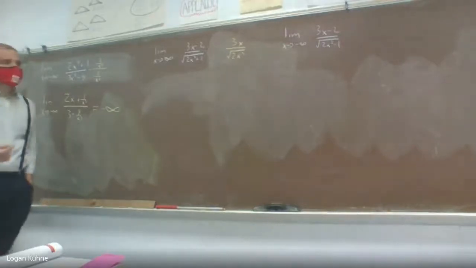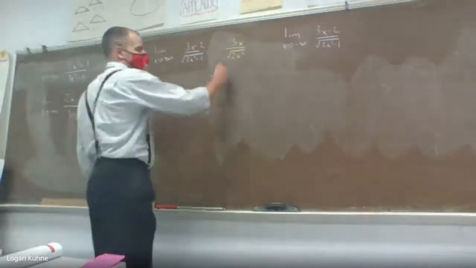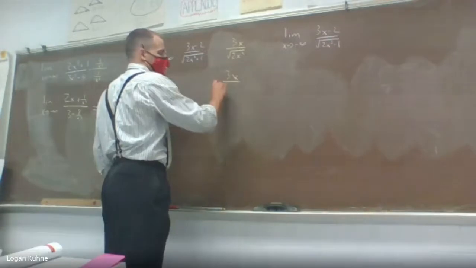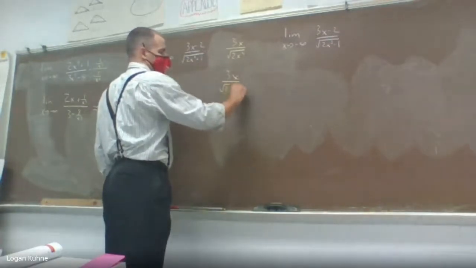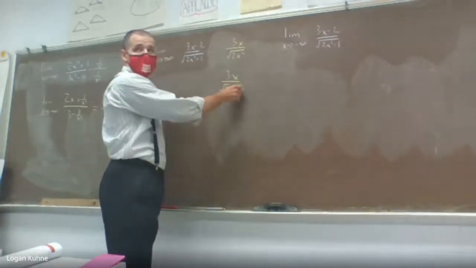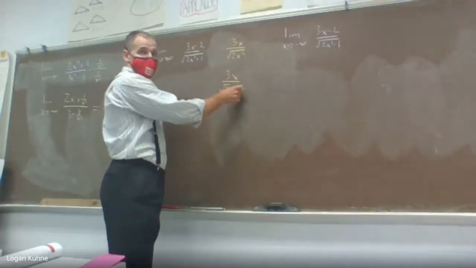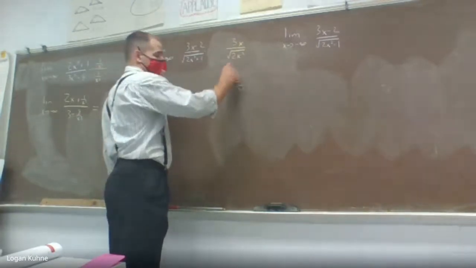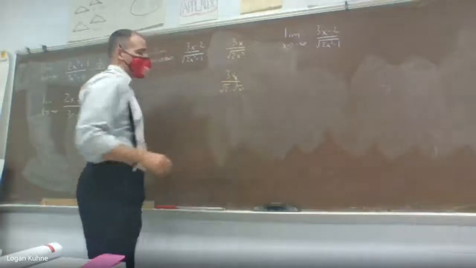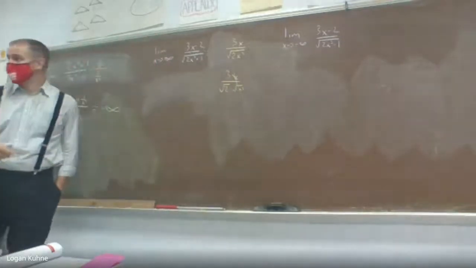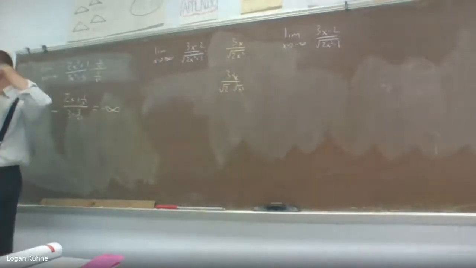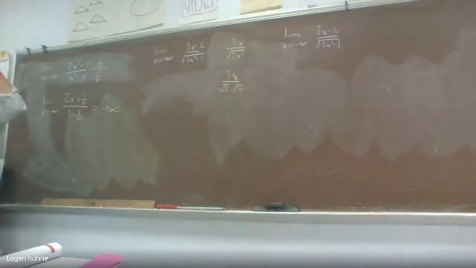Then I think it's 3x over square root of 2 times the square root of x squared, which is really just x, right? And those basically cancel out. So I'm thinking it's 3 divided by the square root of 2. You see my thought process there? That's where my intuition takes me.